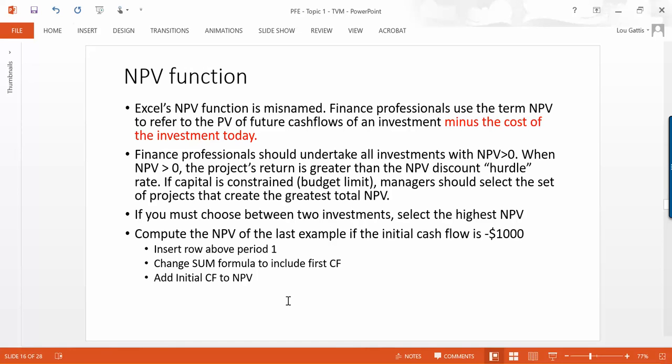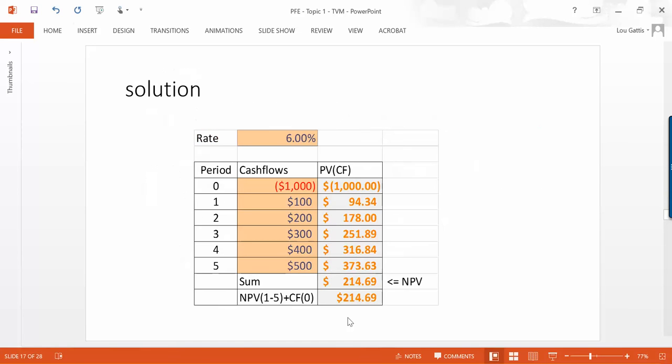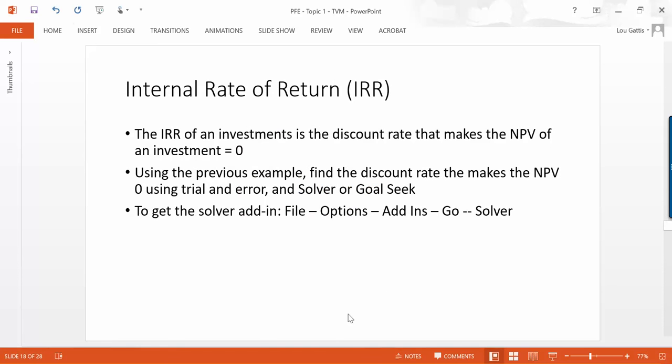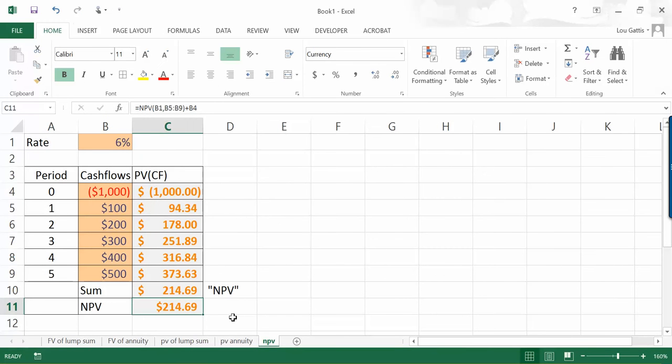Now the question you could ask is, well, what return did I actually get on that investment? It looks like it's more than 6%. To answer that, we have to calculate something called the IRR, the internal rate of return. So I know I'm earning more than 6%. When the NPV is 0, by changing the discount rate, that discount rate that makes the NPV 0 is called the internal rate of return.